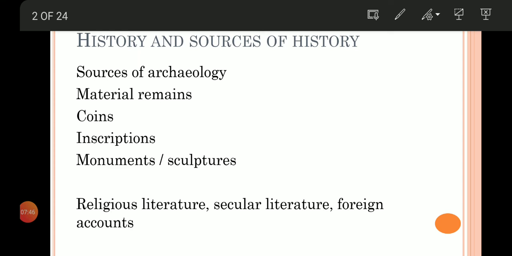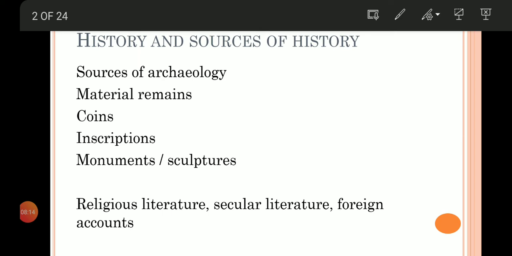Next, foreign accounts. The literary texts of foreign travelers and historians help us to fill the gaps found in our texts and give the view of an outsider on our culture, society, administration, etc.